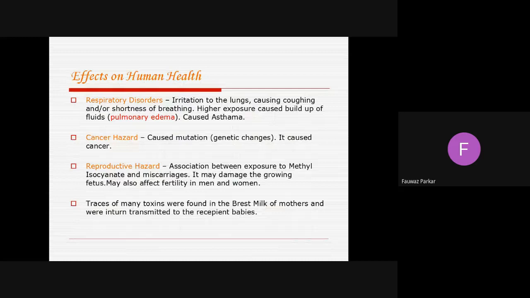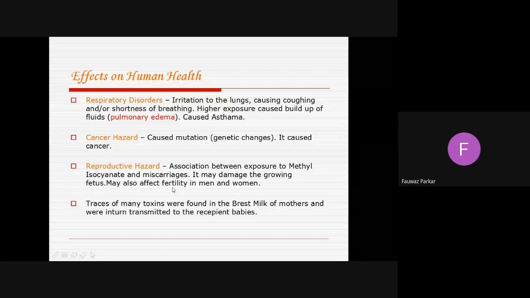What happened? Respiratory disorders, irritation to the lungs, causing coughing and shortness of breath. High exposure caused a buildup of fluids, pulmonary edema, causing asthma. Cancer hazard: genetic mutations were caused that led to cancer. Reproductive hazard: exposure to methyl isocyanate caused miscarriages and more.